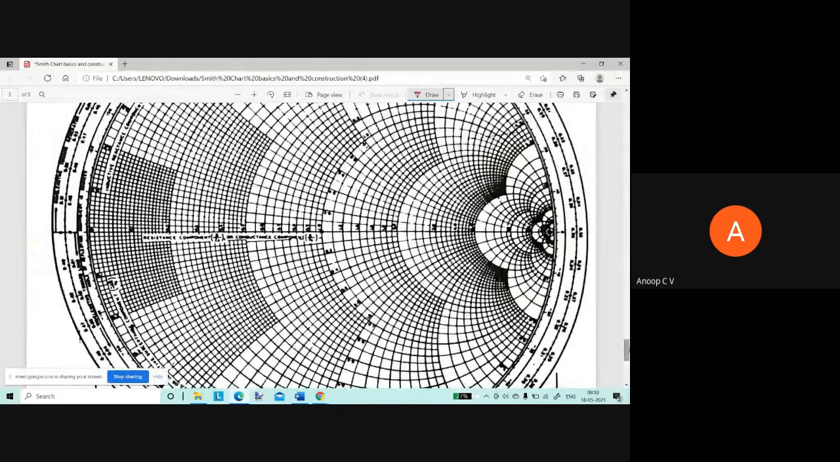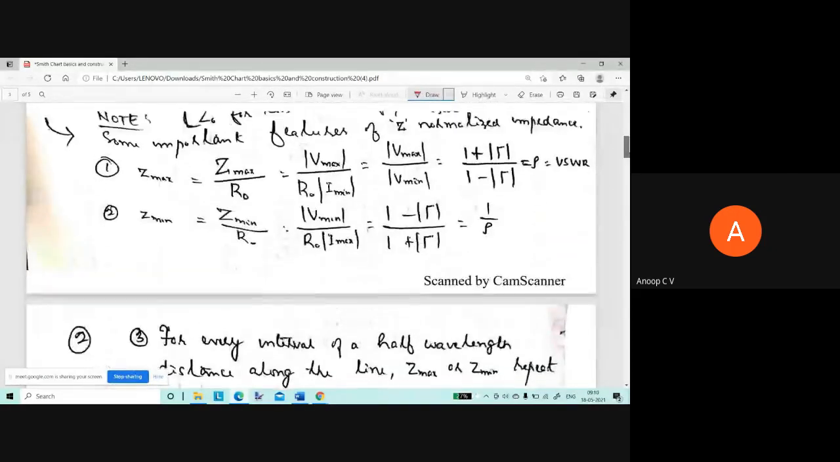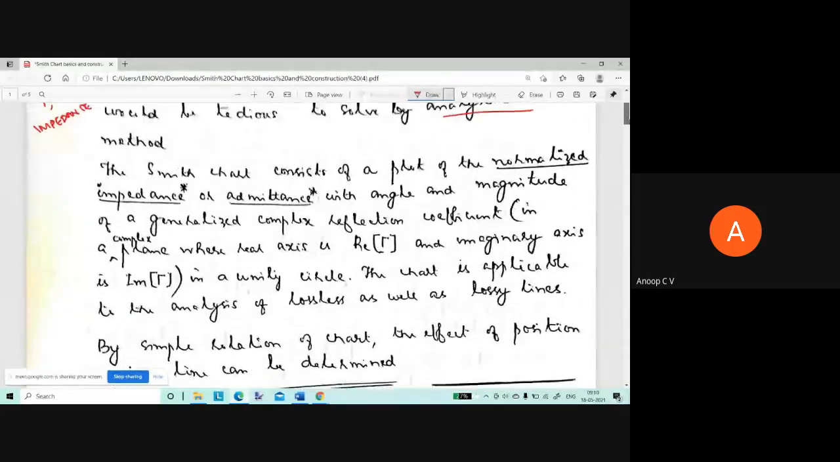You can see there are different types of circles. Two groups of circles are there. So what are these circles? What actually is this Smith chart? That is what we are going to see now. Give me a moment. You can see the Smith chart consists of a plot of normalized impedance or admittance.